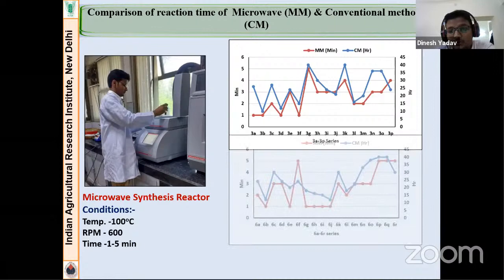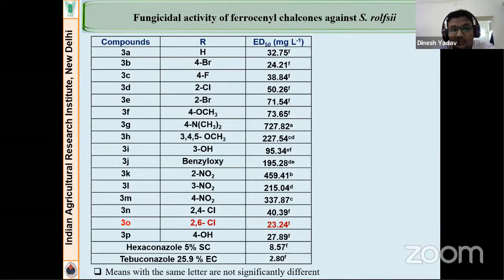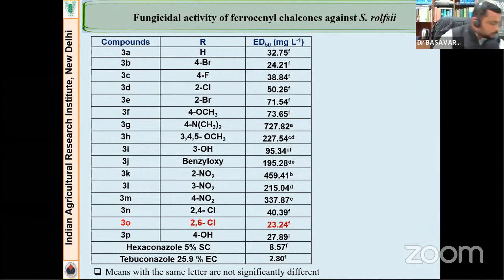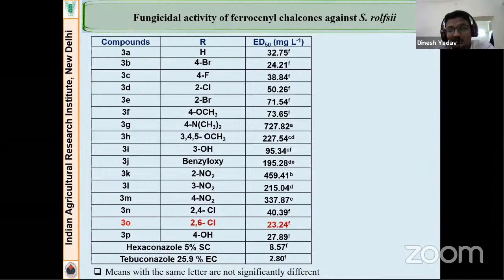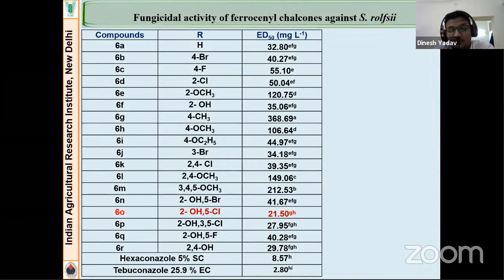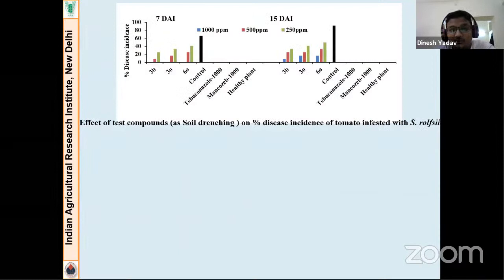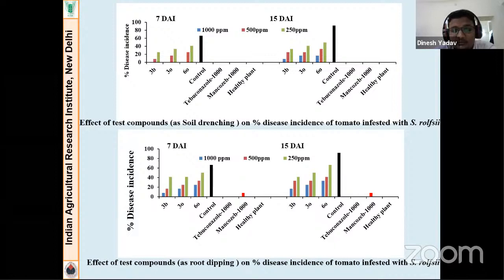After the synthesis, we went for in vitro antifungal activity using PDA media by the poisoned food technique. After screening the compounds, we found compound 3O, that is 2,6-dichlorophenol, most active against Sclerotium rolfsii. Likewise, in the second series, after screening all the compounds, we found compound 6O most active against this pathogen. Based on the in vitro results, we conducted the pot experiment in the net house under the Division of Plant Pathology. You can see compound 3B was more effective than 3O and 6O at the three concentrations. Likewise, root dipping and soil drenching methods were carried out, and we found that soil drenching was very effective compared to root dipping.